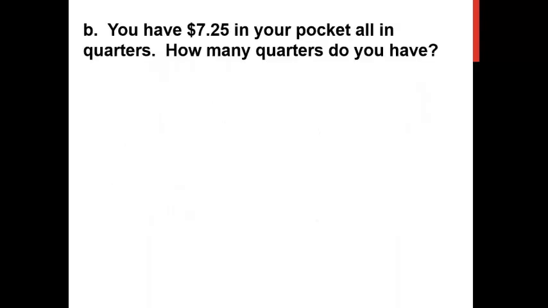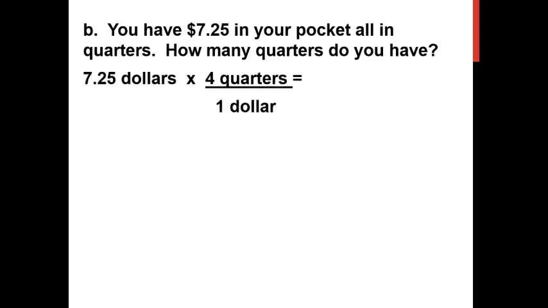So if we put these conversion factors to use, this is how we would do this. Let's say that you have $7.25 in your pocket. It's all quarters. You want to know how many quarters you have. No, you don't get to take it out and count them. We need to mathematically figure this out using our conversions. So we are going to set up a math problem. We're going to say that we have $7.25, and we want to convert dollars to quarters.